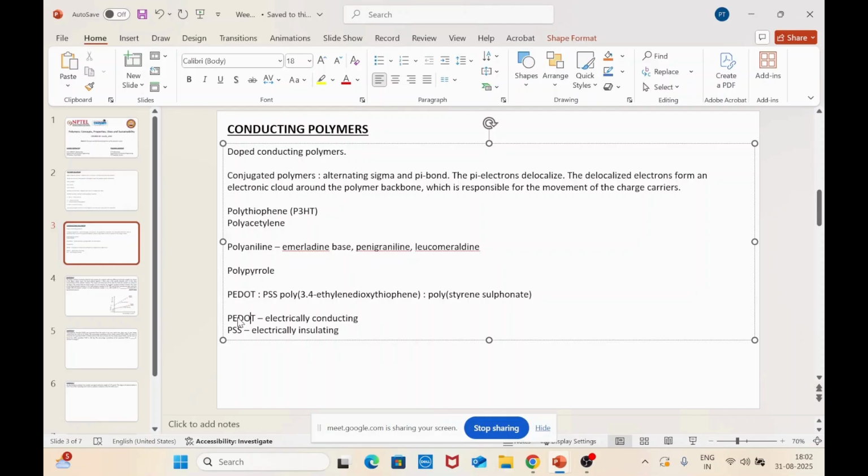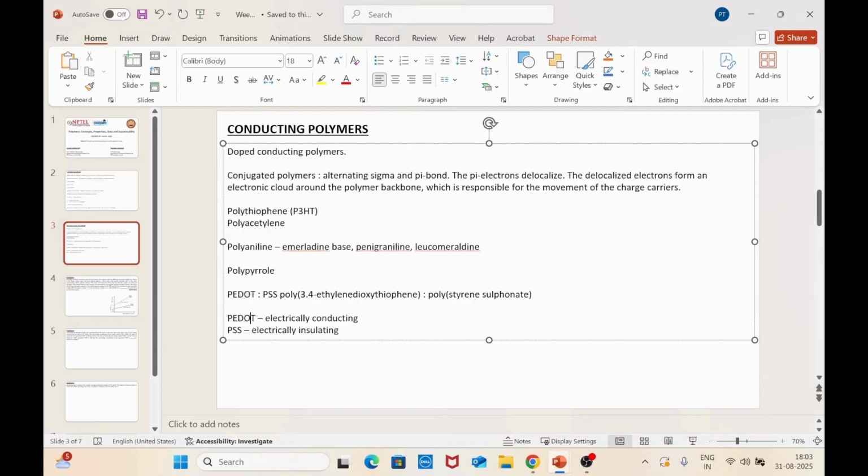Again, if we have to talk about conducting polymers, each and every polymer is a subject of research. So even today people study in depth polyanilines, polypyrrole, PEDOT:PSS, how to improve upon their electrical conductivity so that they can be used in real life applications.